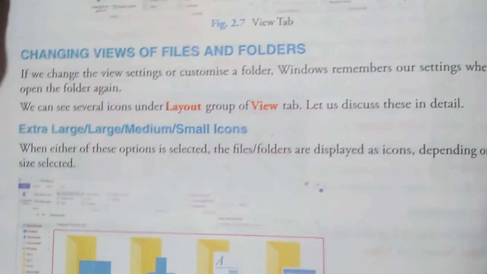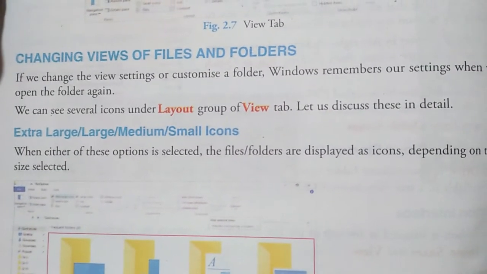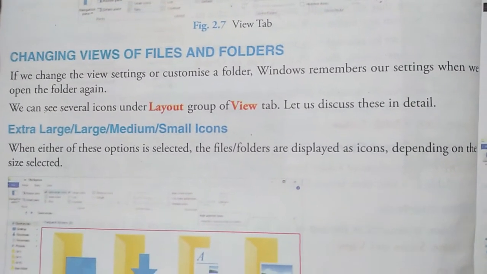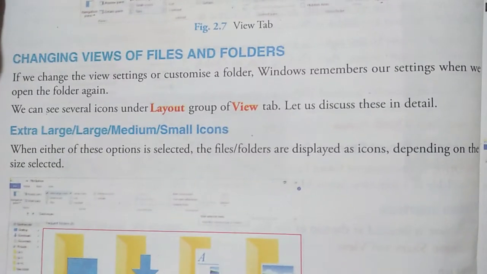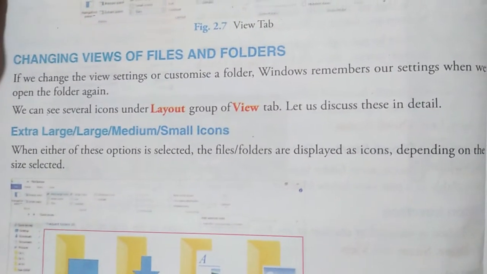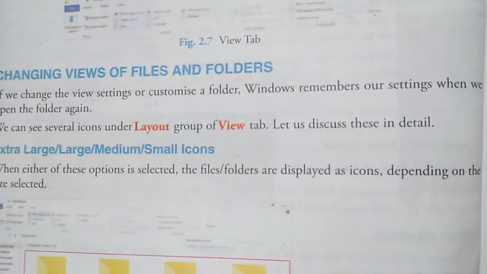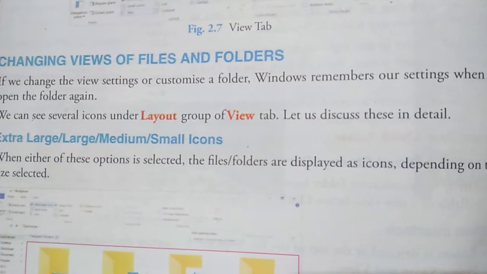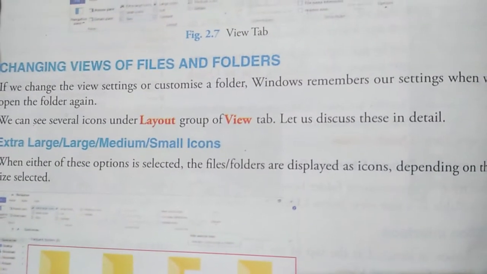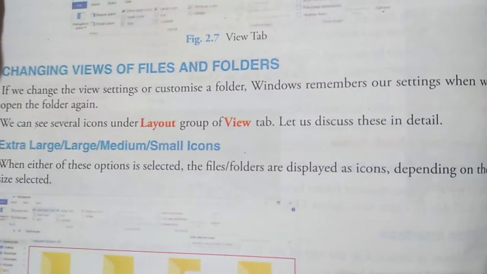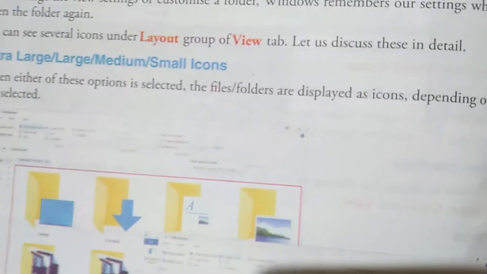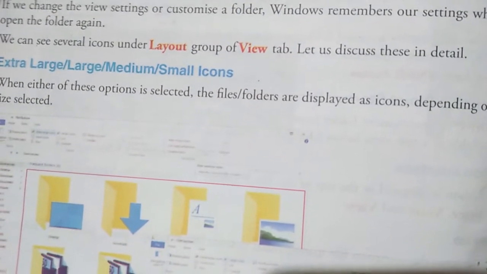Again, I'm repeating the same one: changing the view of files and folders. How do we change it? If we change the view settings to customize a folder, Windows remembers our setting. When we open the folder again, we can see the icons under the layout group in the view tab. In the view tab, we have the layout option. We select that, and automatically we get different types of layouts. We select whichever one we want. These are the options you have to follow on a computer.